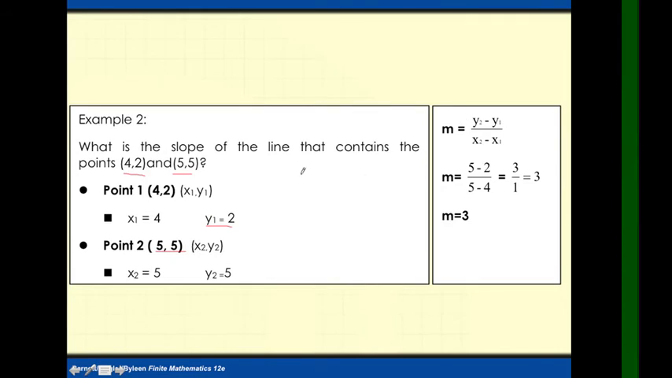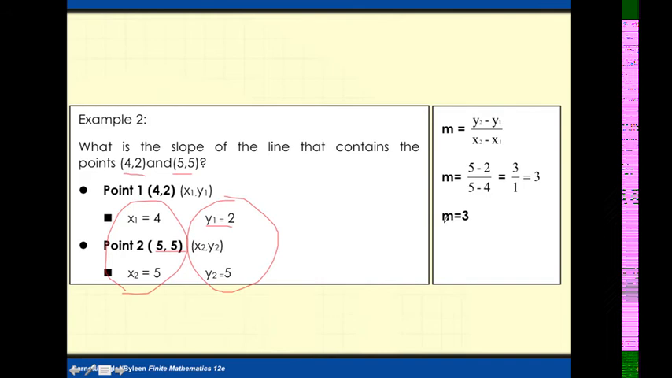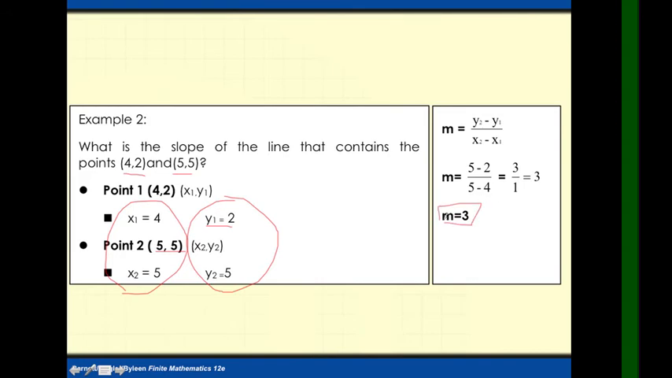So for this formula, we will get this one. We have y sub 2 minus y sub 1, so we have 5 minus 2. For the next one, we have x sub 2 minus x sub 1, so that is 5 minus 4. 5 minus 2 is 3, and 5 minus 4 is 1. The rise is 3 and the run is 1. So the slope is equal to 3, or 3 over 1.